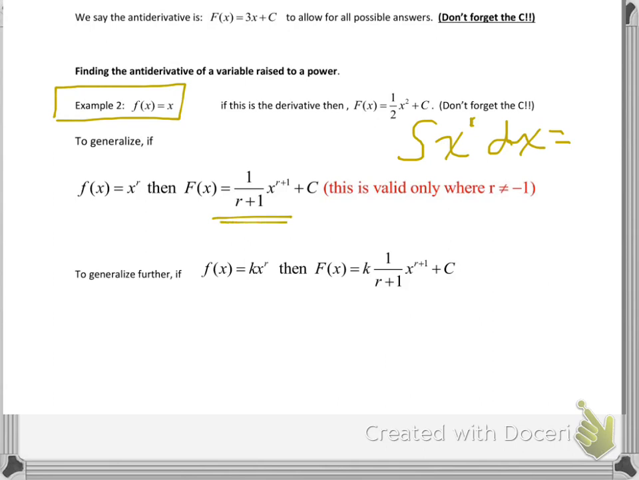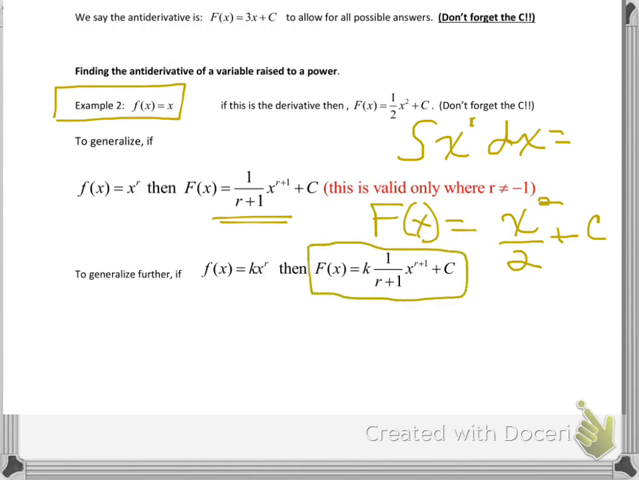To get the capital F of x, which is the original function back, you're going to write F of x equals, take your base, which is x, add 1 to the power, and if there's no power there, the power is 1. That gives us 2, and divide by the exact same thing. Then add the constant of integration. So let's try a few of these because I want to demonstrate why this is the generalized rule.